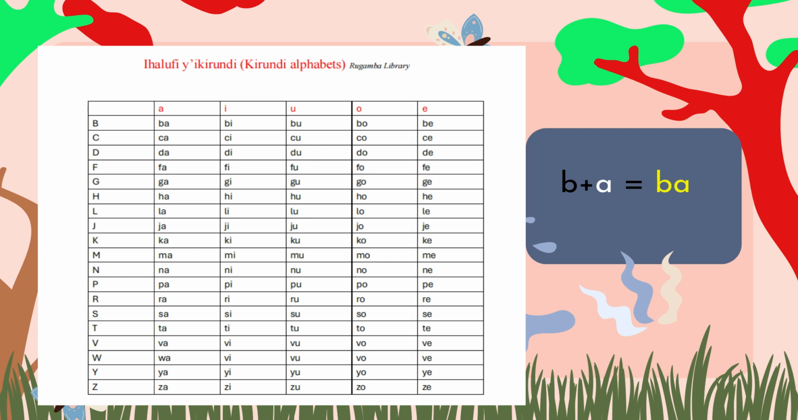It's ve. Ve na a ni va. Ve na i ni vi. Ve na o ni vo. Ve na e ni ve. Good job. So now let's get to W, right?